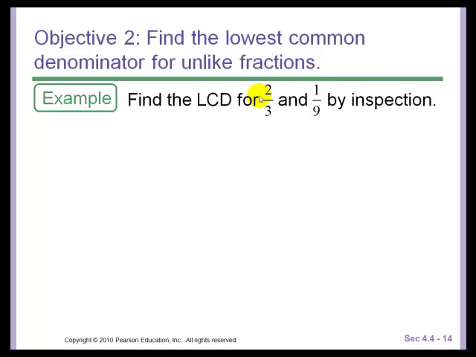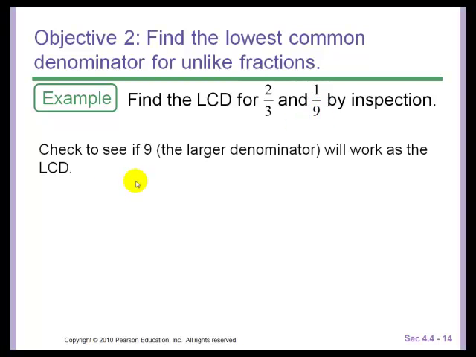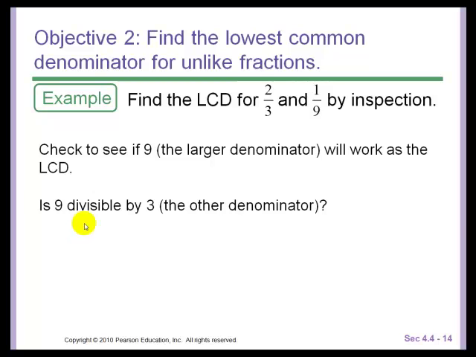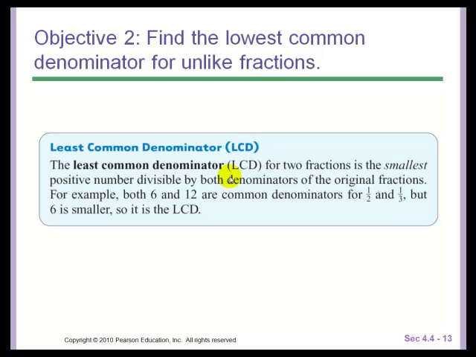Find the LCD for 2/3 and 1/9 by inspection. Sometimes it can be easy to see that one of the denominators can go into the other denominator. To see if that happens, start with the larger denominator and decide, is that denominator divisible by the other one? Is 9 divisible by 3? If the answer is yes, then 9 is the LCD for both fractions. So, some of the easy ones to find.